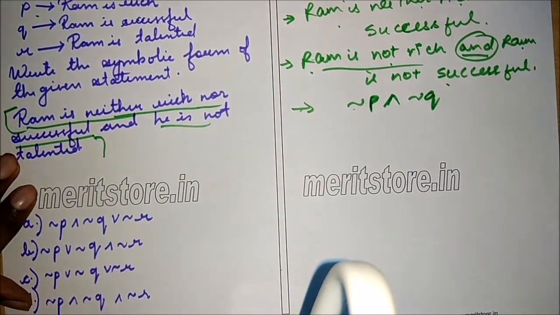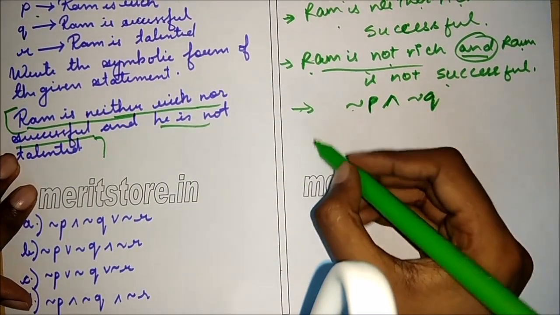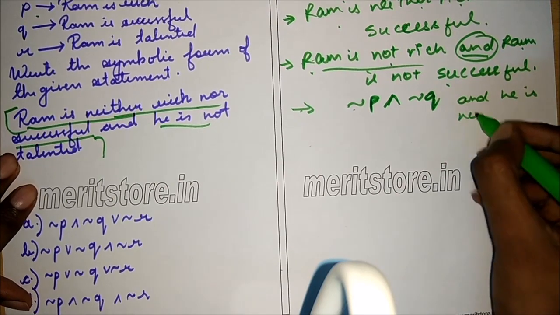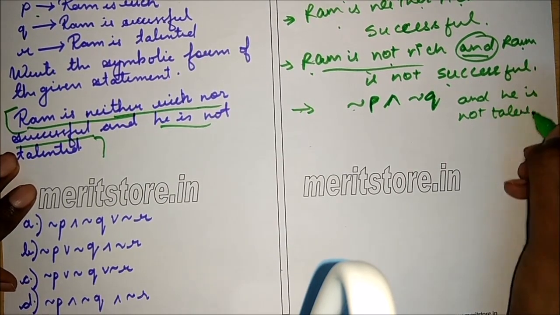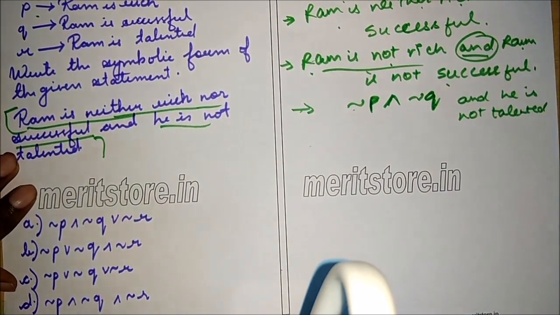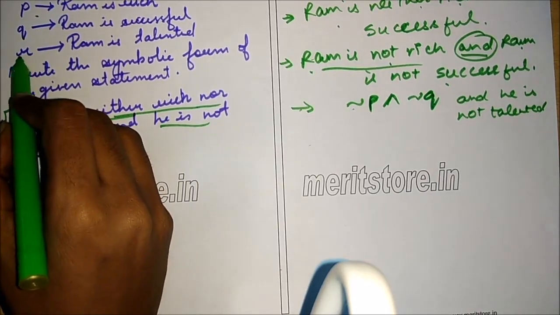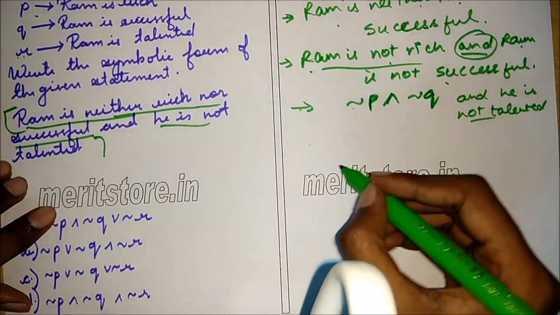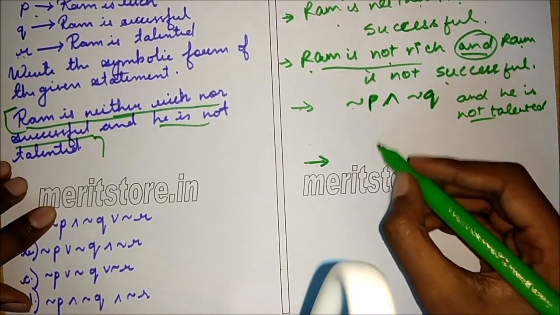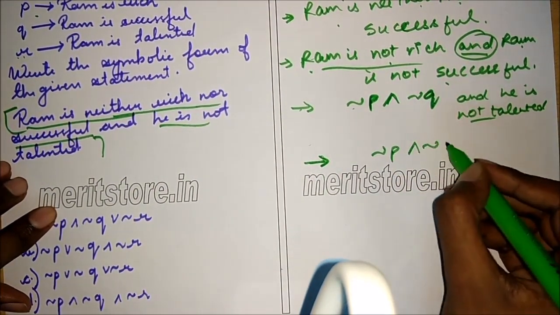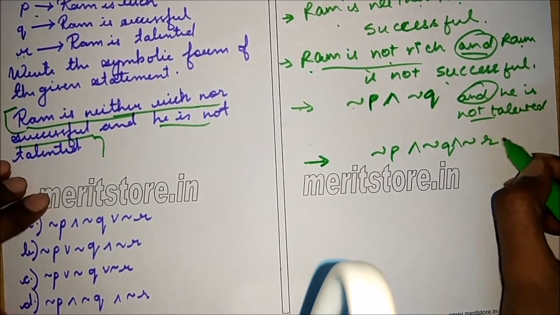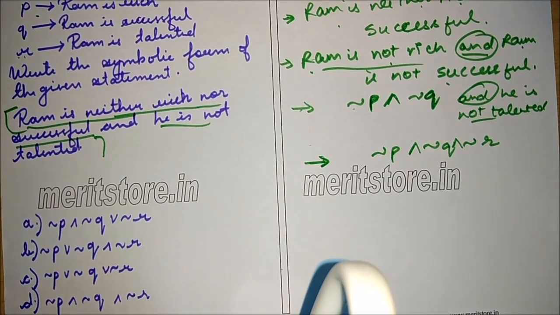And the remaining statement says and he is not talented. So he is not talented is the negation of R, which says Ram is talented. So this is negation of R. So the final symbolic form will be negation of P and negation of Q and negation of R, which is option D.